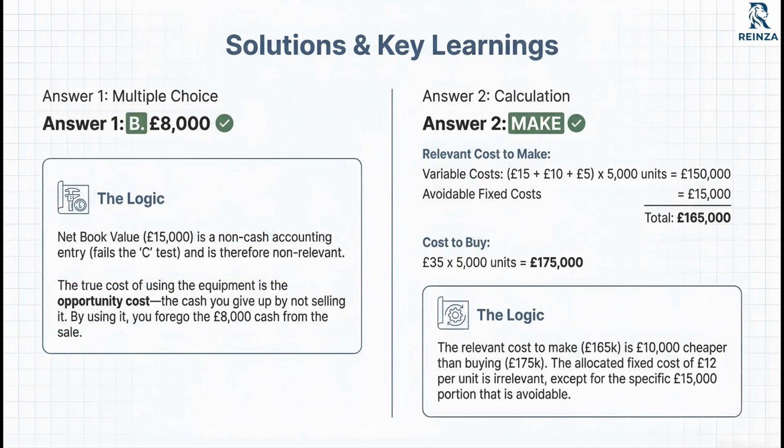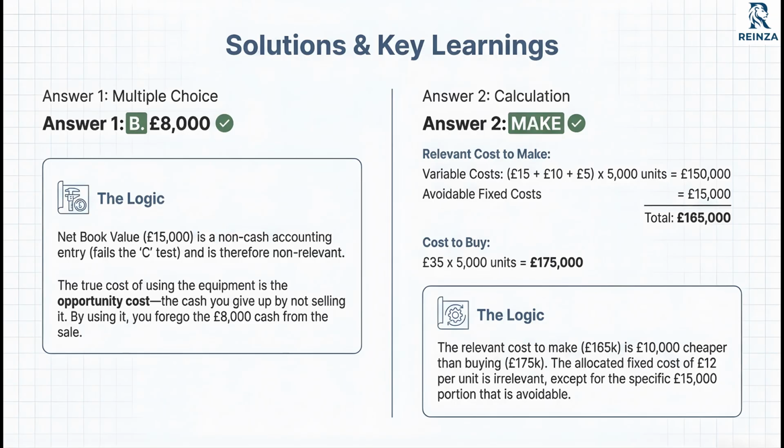Let us work through the solutions together. For question 1, the answer is B, £8,000. Here is the logic. Net book value of £15,000 is a non-cash accounting entry. It fails the C test for cash flow and is therefore non-relevant. The true cost of using the equipment is the opportunity cost, which is the cash you give up by not selling it. By using it, you forego the £8,000 you could have received from the sale.